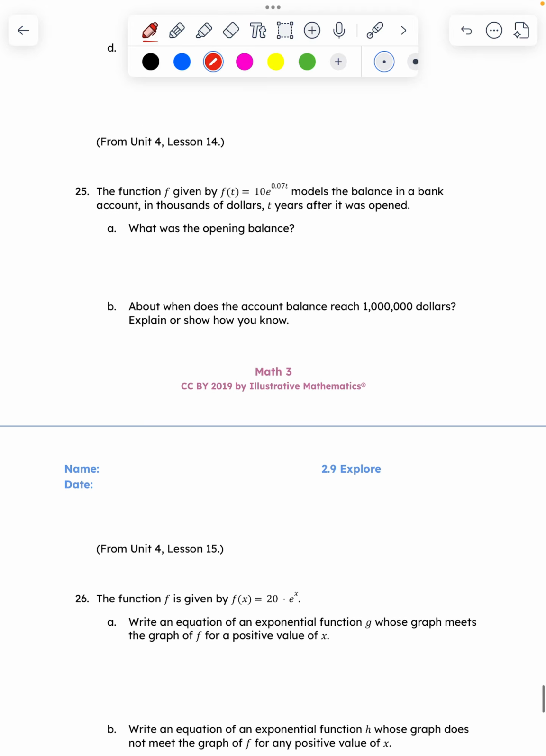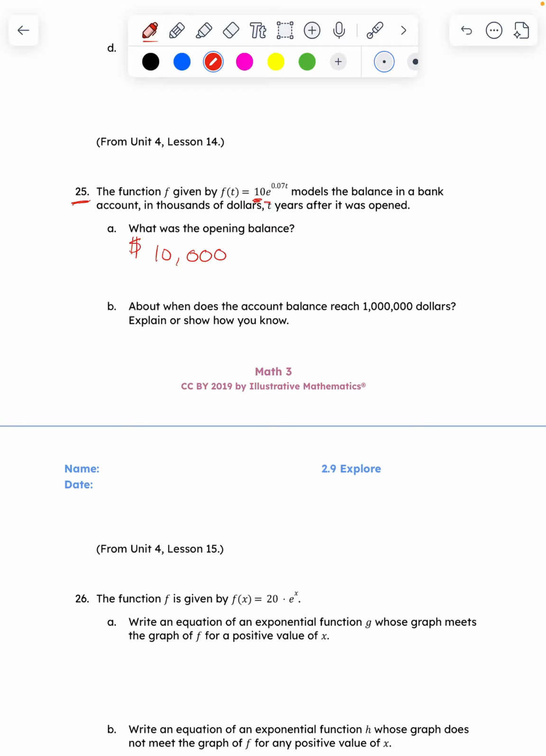The function f is given by another PERT model. So lots of these were PERT equations, folks. And I know a bunch of you had questions about how to deal with PERT equations specifically. 25 is a fantastic example of that, but any of these functions with e in them are PERT equations. Here it's given us a balance in a bank account in thousands of dollars. So again, messing with our scale, 2 years after it was open. Okay. Opening balance, we're going to look to our initial value. Right from our function, it's 10, but we are in thousands, so $10,000 will be our starting balance.